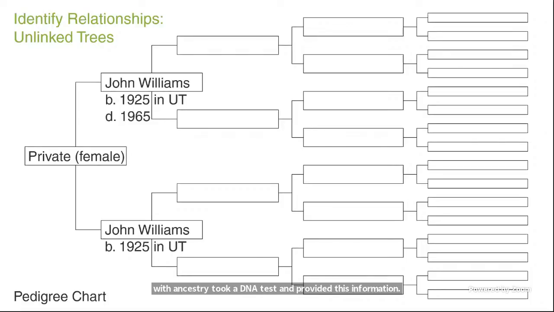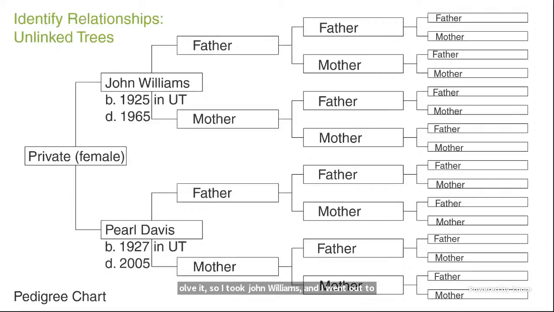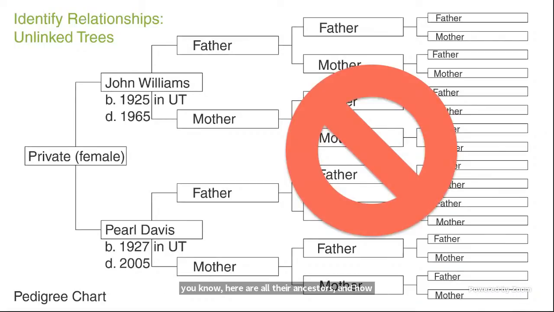So at this point, you might say it's not worth my time to try and figure this out, but I love the hunt. I love searching for things. So I wanted to see if I could solve it. So I took John Williams and I went out to the FamilySearch family tree, and I found out that John Williams had married Pearl Davis, and here are all their ancestors. However, the more I looked at it, I realized there was nothing common between the Williams and Davis lines and my lines. So I thought, okay, well, what else could I do? Now, this doesn't always work, but again, you can go out and look at things on living people.